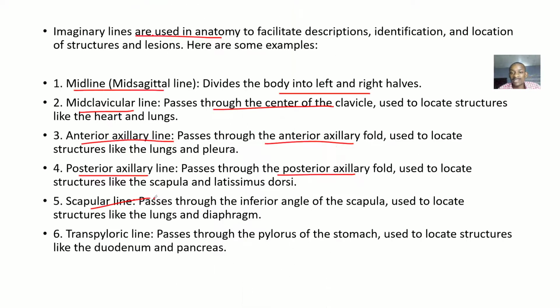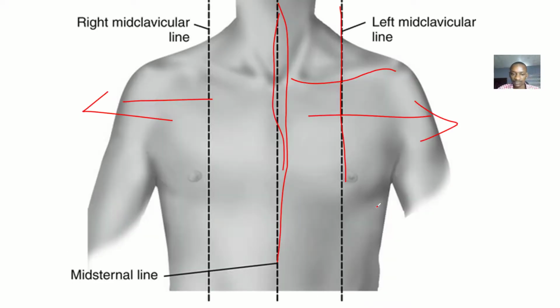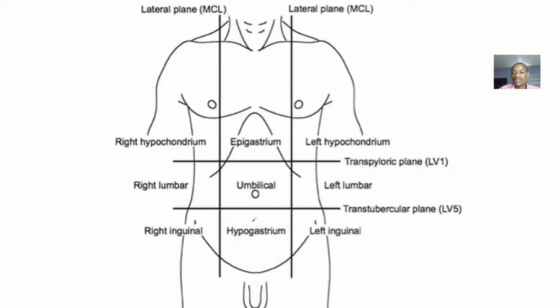These are lines at the back. I didn't have any drawn, but you know where the scapula is located, right? So some lines could be drawn on the scapula. Scapular lines pass through the inferior angle of the scapula and are used to locate structures like the lungs and diaphragm, okay?